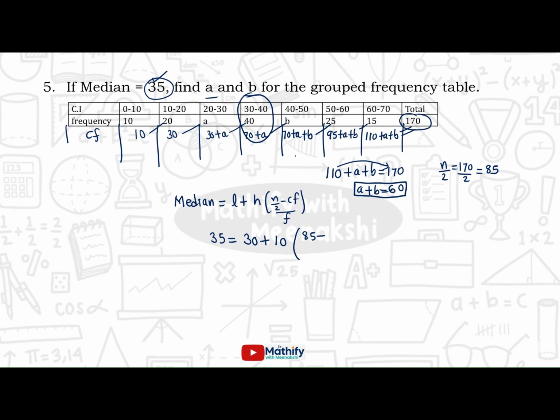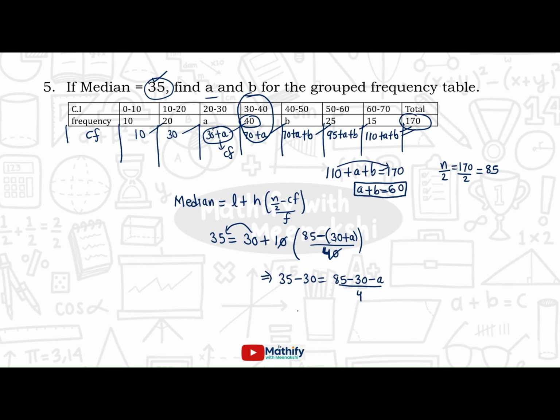You can write 85, minus CF. CF is always the class preceding that. That means here 30 plus A is your CF. You have to see preceding the median class. But because it's a binomial, you have to put brackets. It's very, very important. Now, by f, what is f? For f, you have to write the frequency of the median class. That's 40. You can always cut this 0 and this 0, and you can transpose this to that side. Now you will transpose 5 to that side. It becomes 35 minus 30, and here we are left with 85 minus 30 minus A. Just don't forget this 4. You have to see carefully that something is left in the denominator.